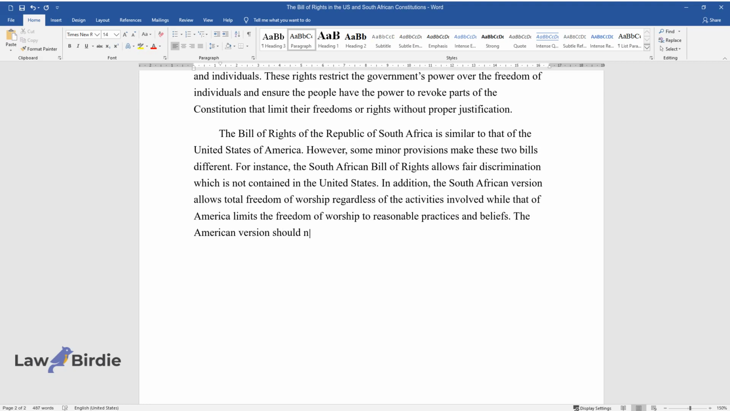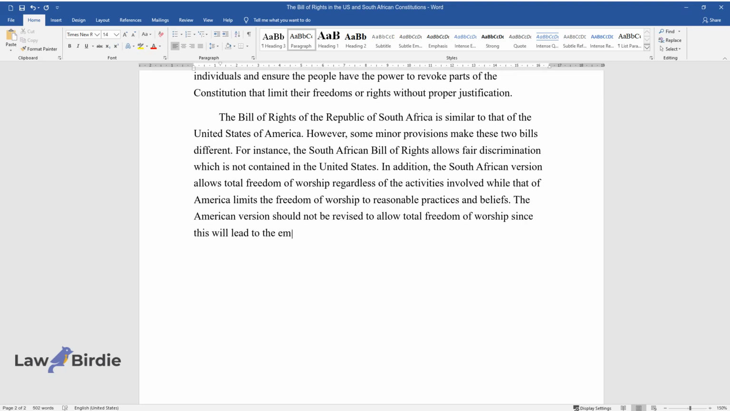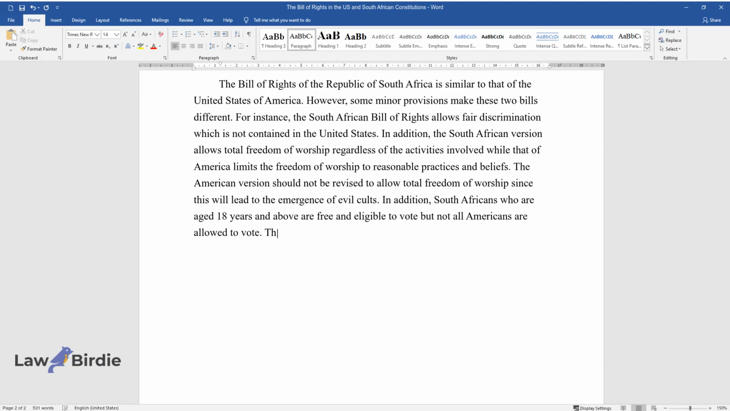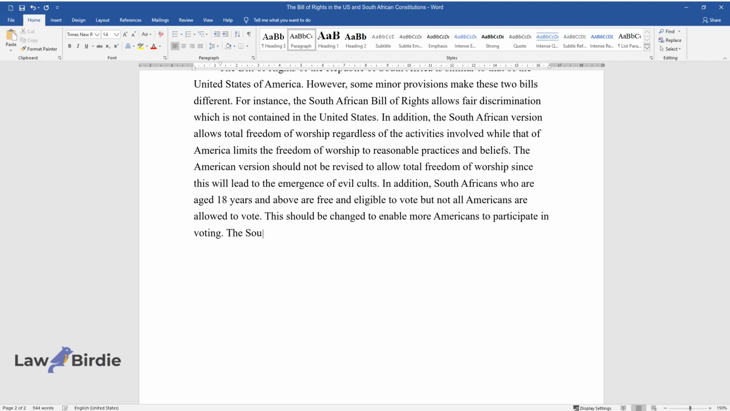The American version should not be revised to allow total freedom of worship since this will lead to the emergence of evil cults. In addition, South Africans who are aged 18 years and above are free and eligible to vote, but not all Americans are allowed to vote. This should be changed to enable more Americans to participate in voting.